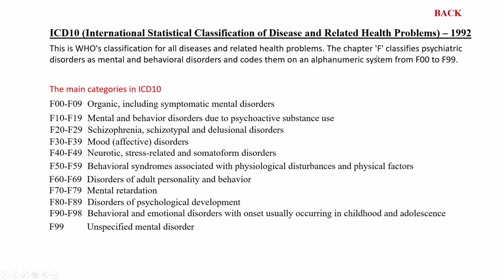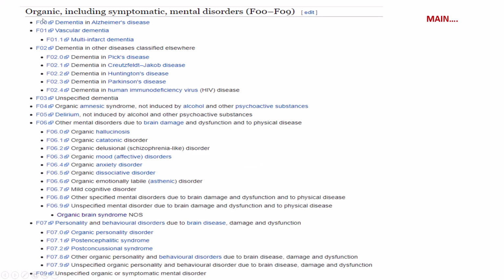So chapter F classifies psychiatric disorders as mental and behavioral disorders and codes them on an alphanumeric system, from F00 to F99. In this system they categorize all mental disorders. In the first block, F00 to F09, all organic, including symptomatic, mental disorders come.